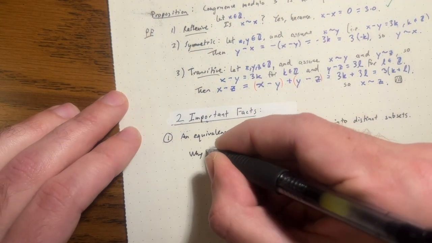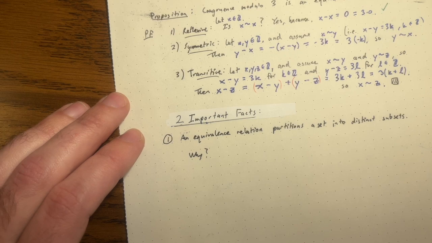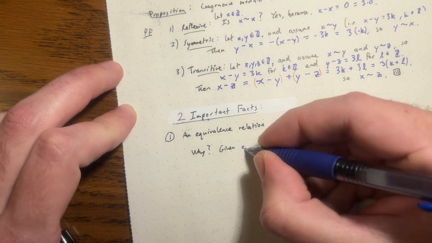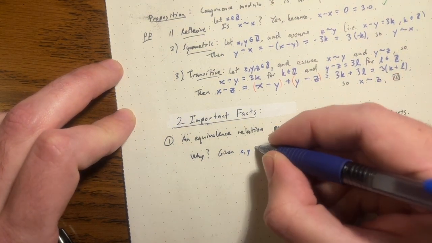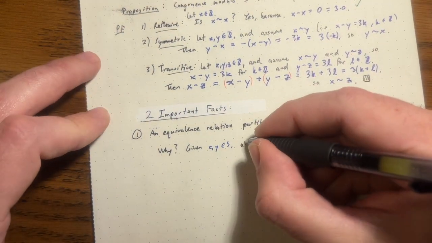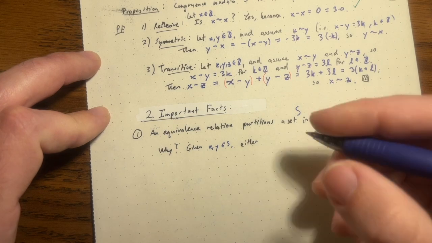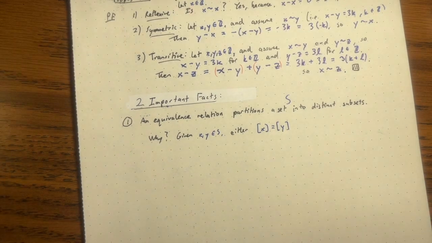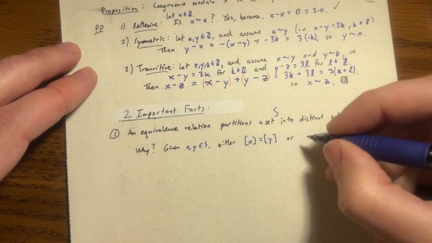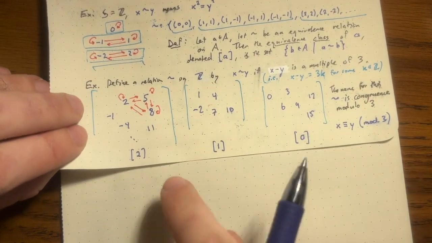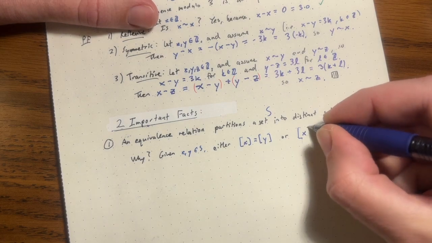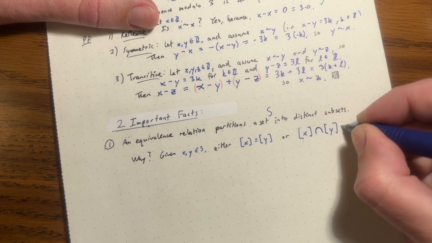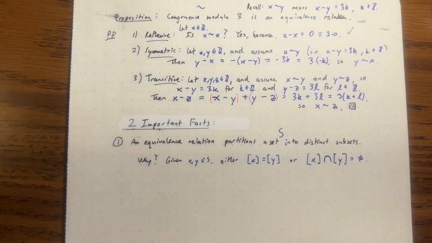So why is this true? Well, the idea is given two elements in your set, so given x and y in your set, either their equivalence classes are exactly the same, they have all the same elements, or they are totally disjoint. And this is a good example to keep in mind: the integers modulo 3. One clever way to write that they're totally disjoint is that their intersection is the empty set.